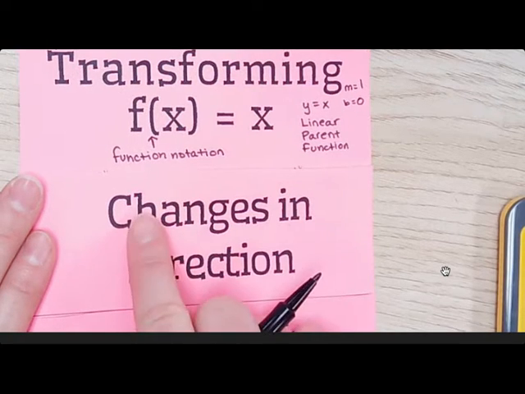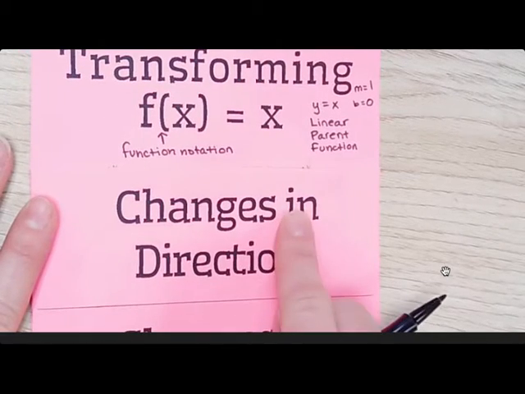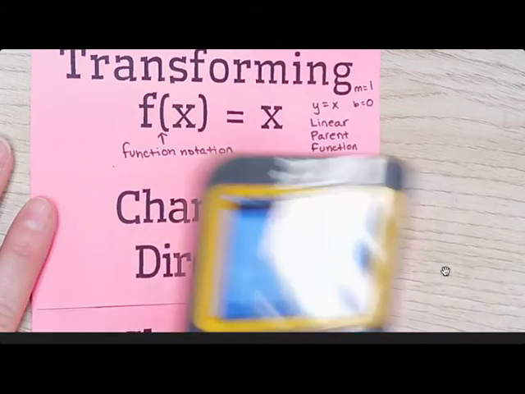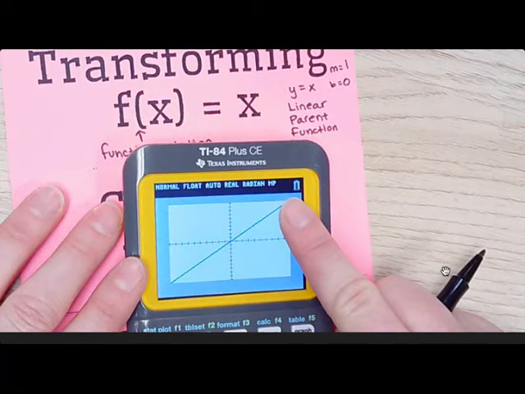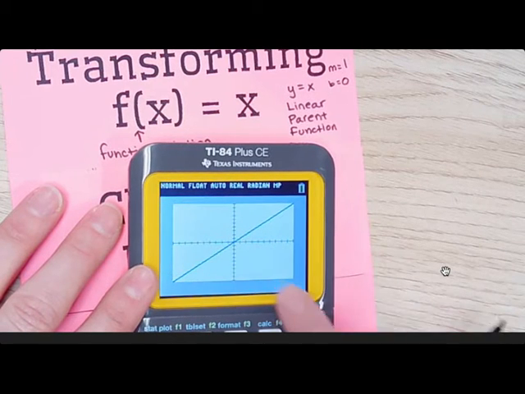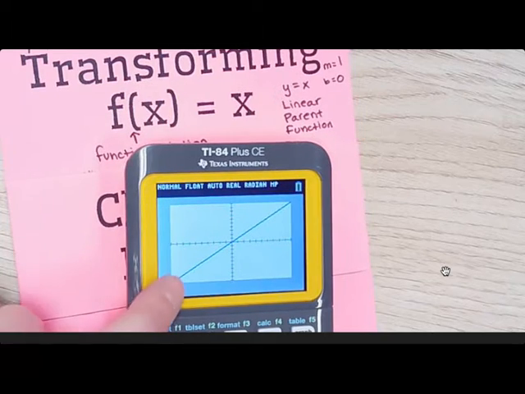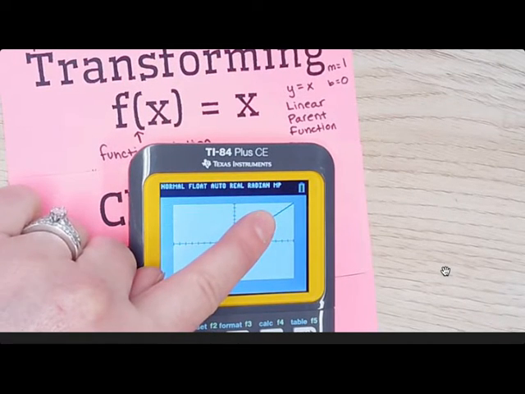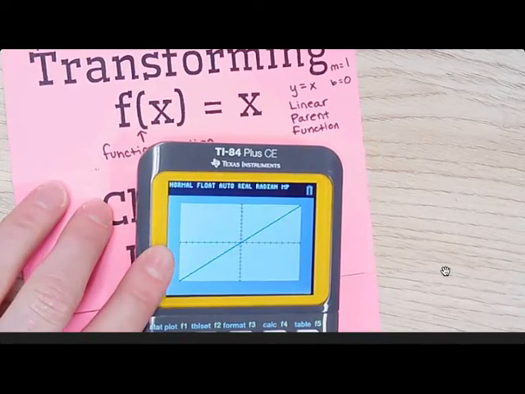So we are going to look at the different changes that you can make on linear functions. The first one is changes in direction. Right now it's going like this. If I want to change the direction, instead of going uphill, it's going to go downhill. But that's the only thing I want to change. The slope is 1 right now, so if I change the direction, the slope will be changed to -1.